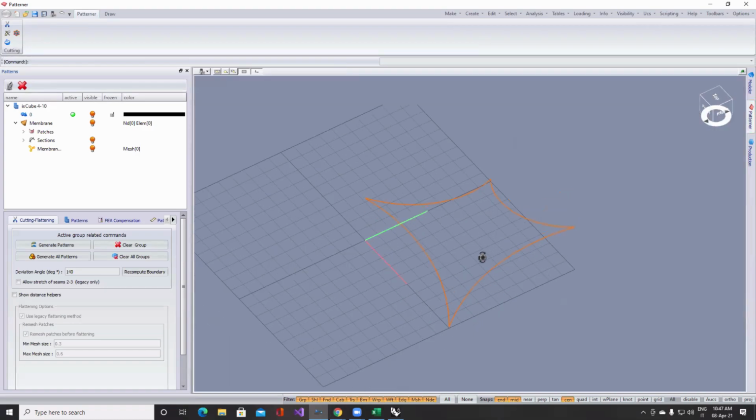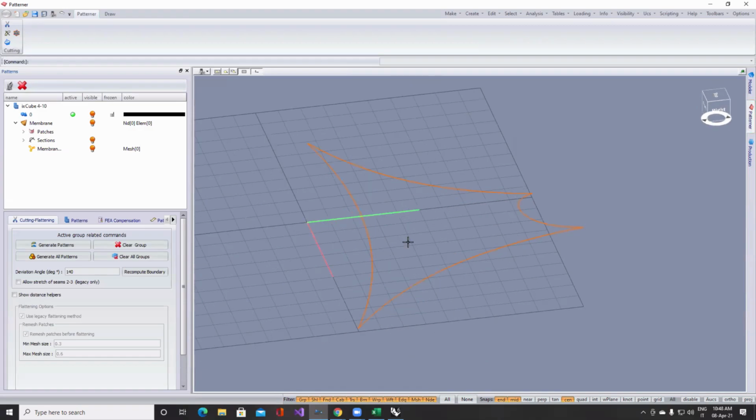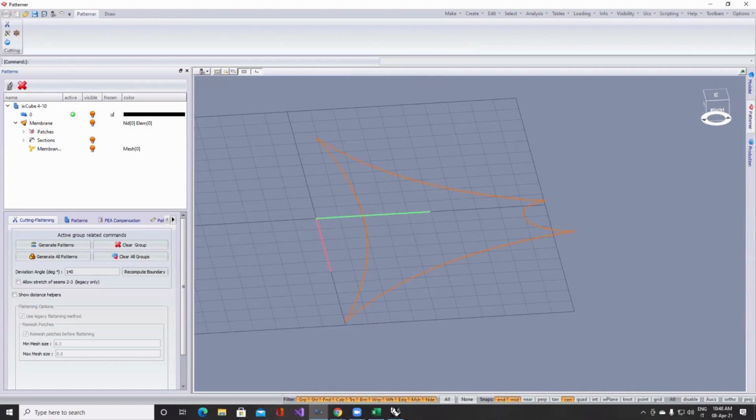What does patterning mean? Well, first of all, we must understand that we have, generally speaking, a double negative curvature surface. Each point of the surface has a double negative curvature. That's a local saddle shape in all the points of the surface.